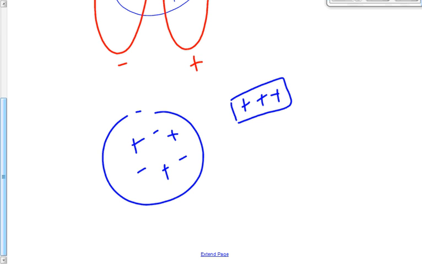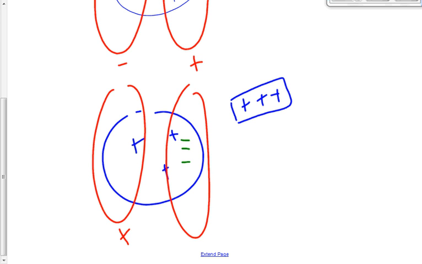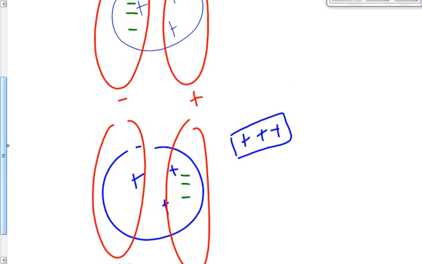Good. They're pulled towards the positively charged object right here. So they're going to come over, at least some of them are going to come over to this side. Positive side, negative side. Again, a temporary separation of charge.